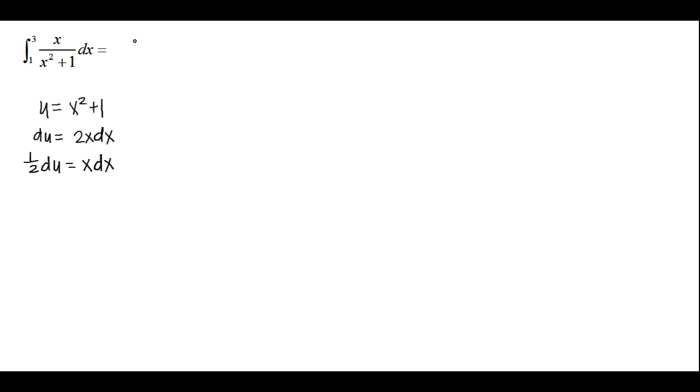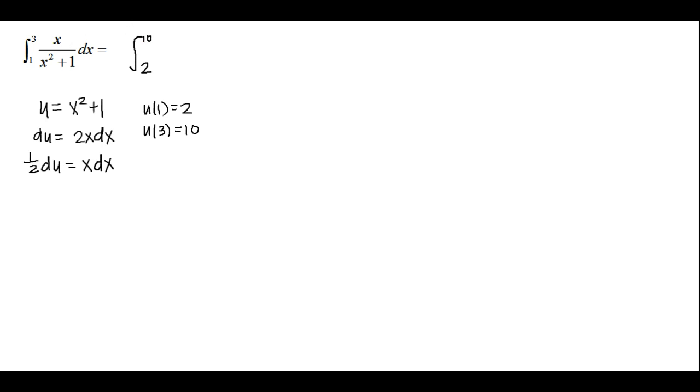So now I'm going to go ahead and rewrite my integral as the integral from, and here's where I have to be careful, it's not the integral from 1 to 3. So right now, let's just go ahead and pause and find the new limits of integration. We're going to plug 1 into u and get 1 squared plus 1, so I get out 2. And then I'm going to plug 3 into this u function, so 3 squared is 9 plus 1 is 10, so my new limits of integration are from 2 to 10.